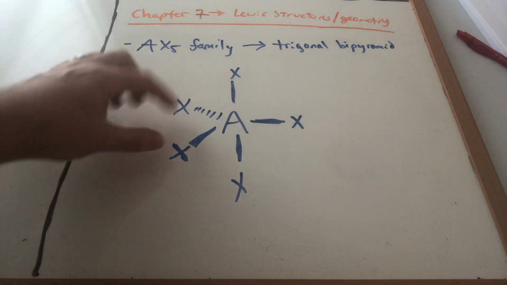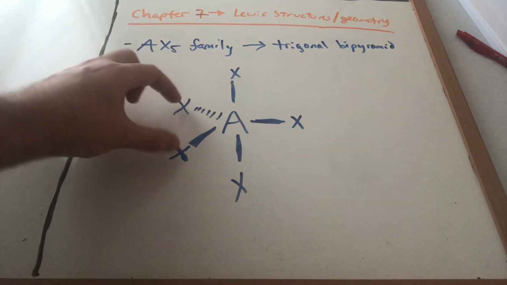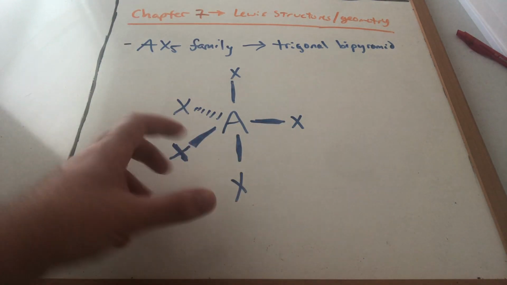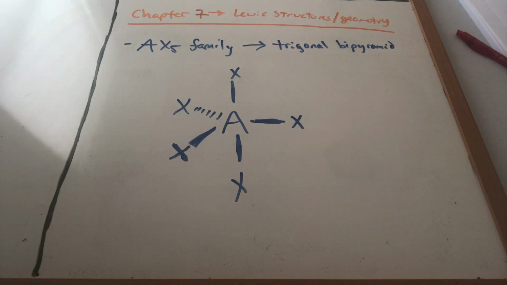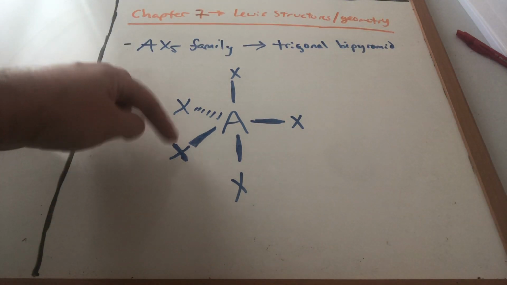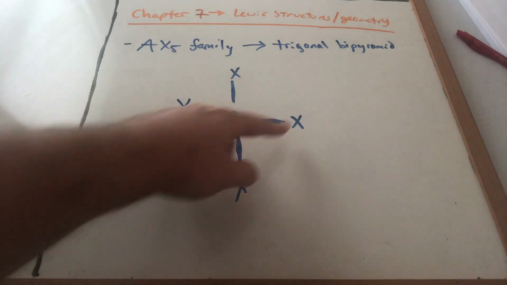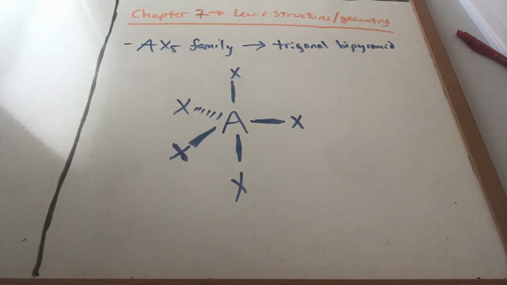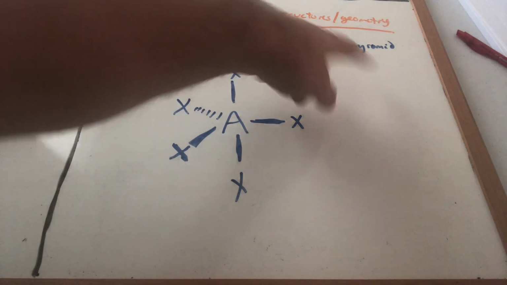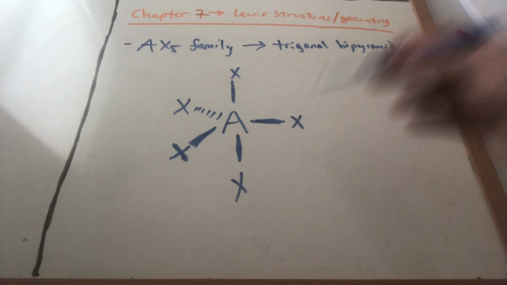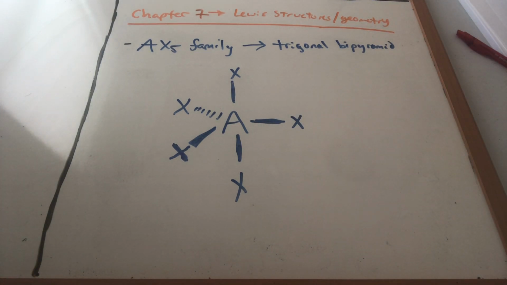Here's a triangle, and there's a pyramid up to the top. And there's a pyramid down to the bottom. So it looks like 2 pyramids sandwiched together, right? Trigonal pyramid up and a trigonal pyramid down. So whenever there's 5 things around this, this is a trigonal bipyramid family. This geometry right here is a trigonal bipyramid.